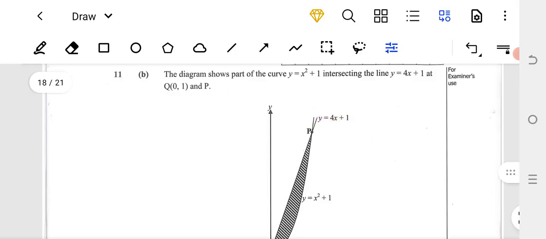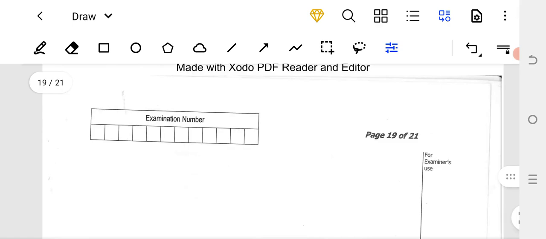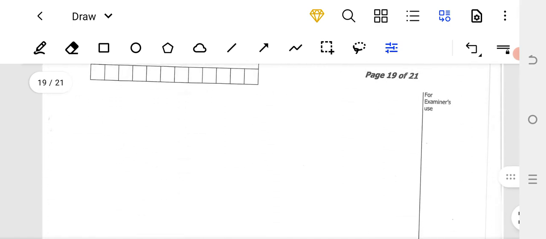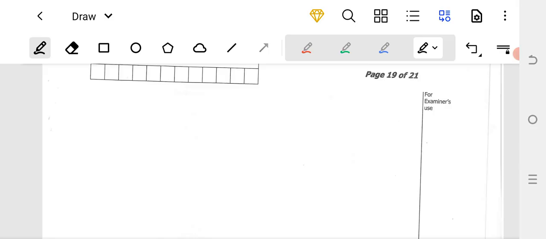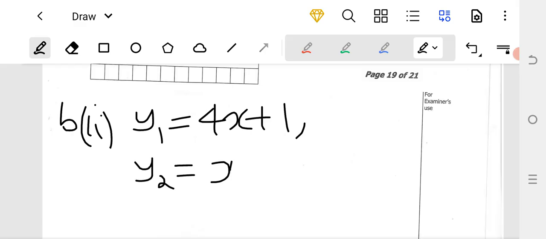So the top function is y = 4x + 1. The bottom function is y = x squared + 1. So this is our B2. y1 = 4x + 1; y1 means our top function, and then y2 = x squared + 1 is our bottom function.